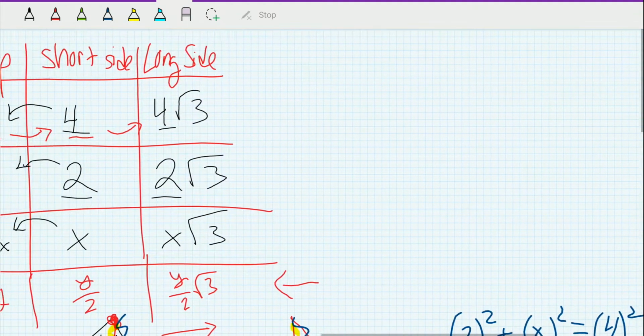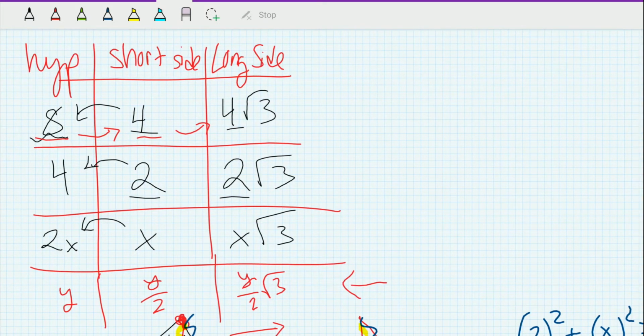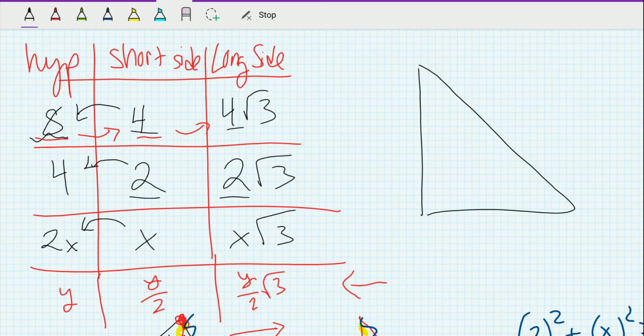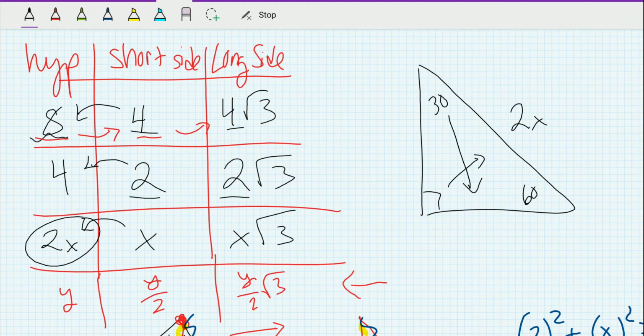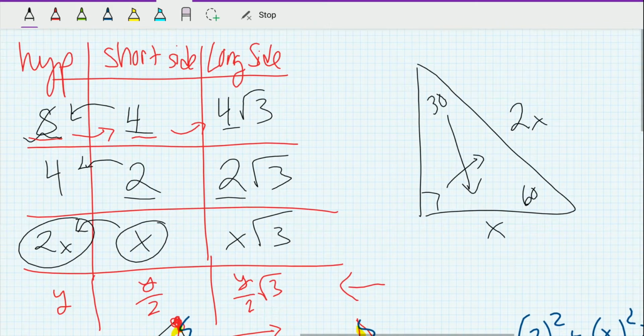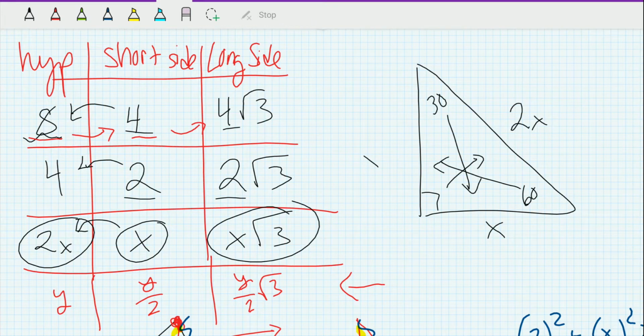So now let me show you how it would look drawn in a textbook, okay? So super not drawn to scale, okay? I'm going to put 30 here and I'm going to put 60 here. So that means this one here is the hypotenuse, and we already figured out the hypotenuse is equal to 2x. The short side is the side opposite the 30, which we figured out was x. And then the long side is going to be opposite the 60, which we figured out is x square root of 3. Oops, sorry.